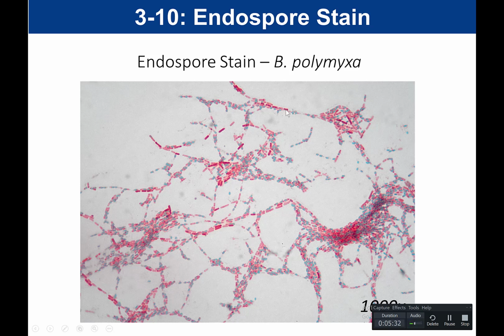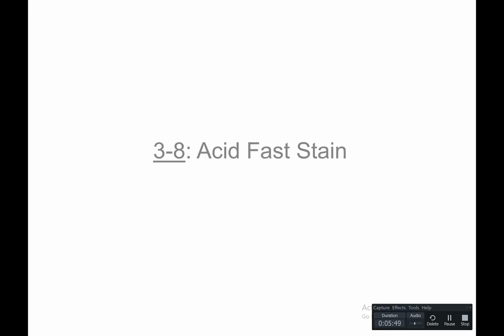You should just know that this would be an example of an endospore stain because we have that teal green endospore and we have our red-pink vegetative cells. And so this would be what an endospore stain would look like. Now, moving on to our acid-fast stain.